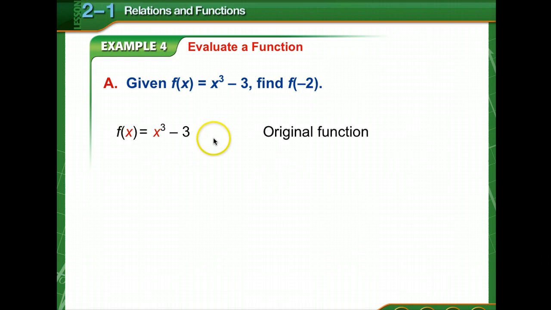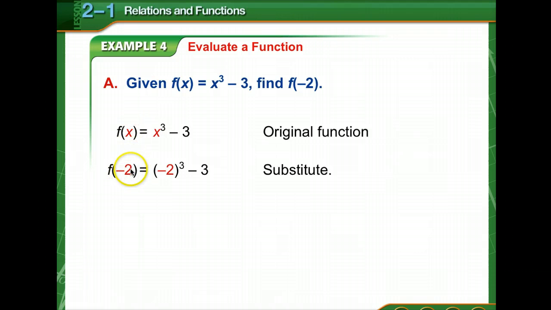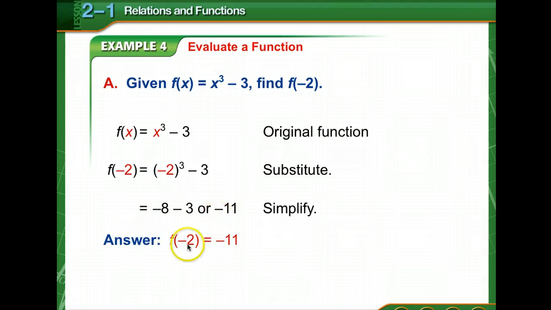So we start with our original function, and now we're going to find f of -2. So all we have to do is substitute a -2 everywhere we see an x. So -2 to the third power is -8. -8 minus 3, that's -11. So f of -2 is equal to -11. Now you've done function notation. How about that? That wasn't too bad, was it?